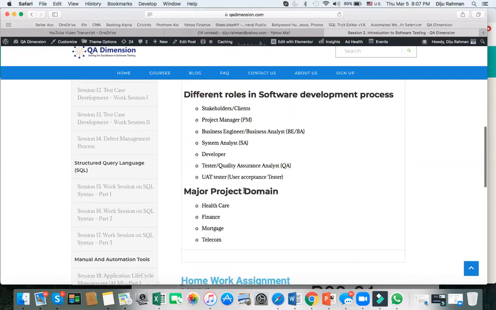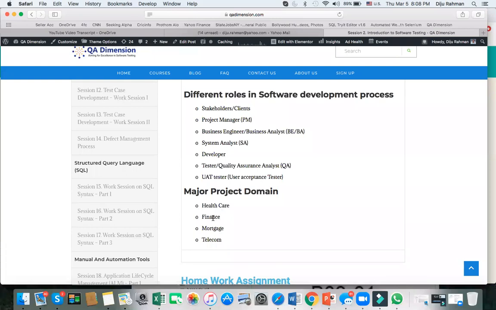And project domain. I know in the last session we talked about domain. So domain is nothing but a specific business area. We'll talk about some significant business areas, meaning where most of the jobs are. Right now healthcare is a booming sector. So if you have good healthcare domain knowledge, you need to know how the business works in healthcare. That's something I'll talk to you about throughout this course.